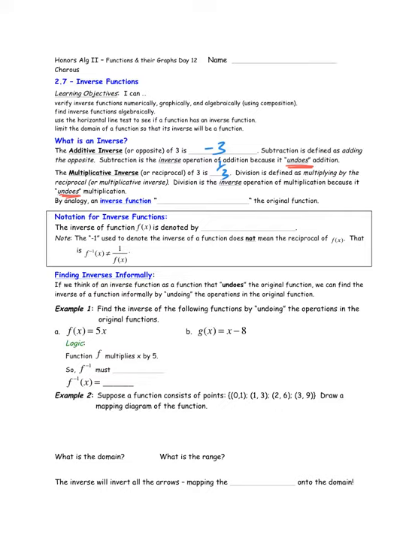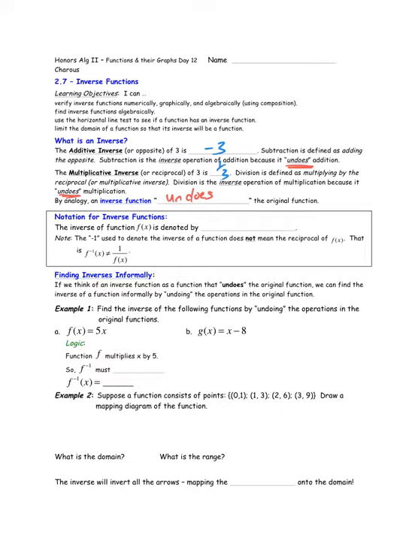So if we extend this idea out to a function, an inverse function undoes the original function. Our goal in this section is to talk about what an inverse function is, how we verify that we have inverse functions, and how we then find the equations for inverse functions.